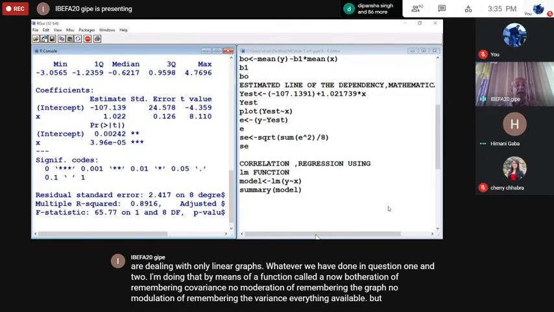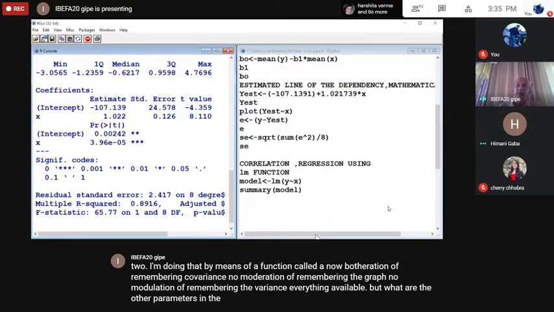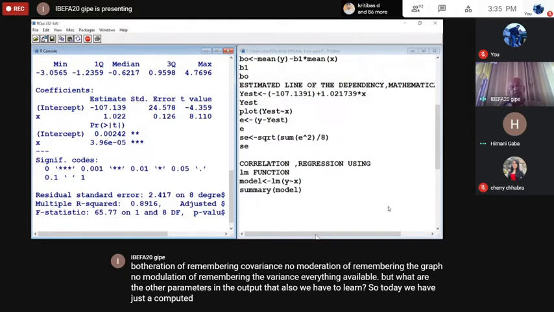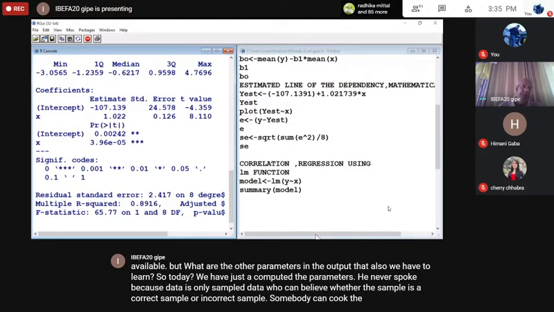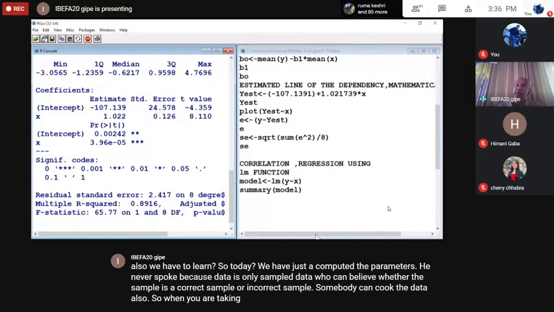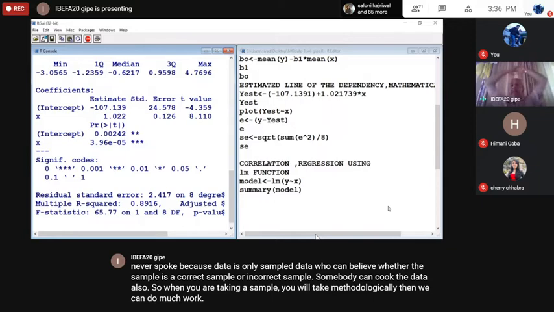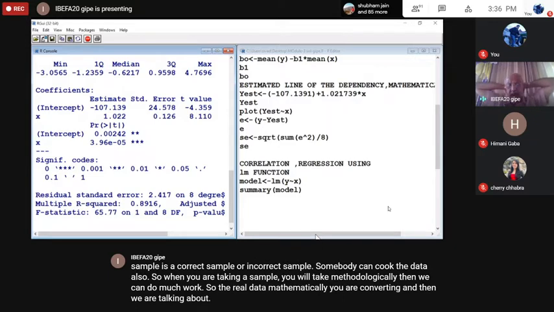But what are the other parameters in the output? That also we have to learn. So today we have just computed the parameters. We never spoke about validity because the data is only sample data. Who can believe whether the sample is a correct sample or an incorrect sample? Somebody can cook the data also. So when you are taking a sample, you should take it methodologically, then we can do much work. So the real data, mathematically you are converting, and then we talk about the validity using the LM function.